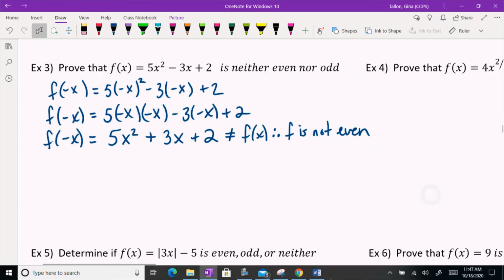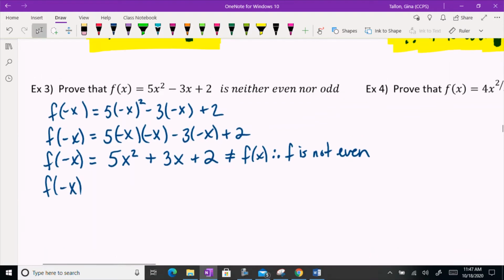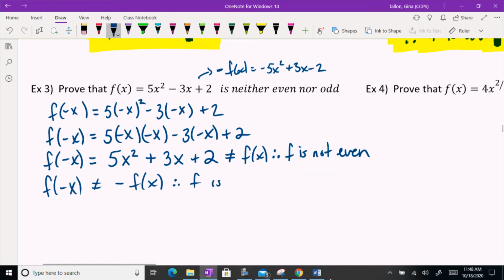There we go. All right, so now I need to ask myself, is this the opposite of the original function? So the opposite of f of x would be, and you go through and you change your signs, negative 5x squared plus 3x minus 2. Is that what I got? No, it is not. So this is not the opposite of f of x either. So therefore, f is not odd.